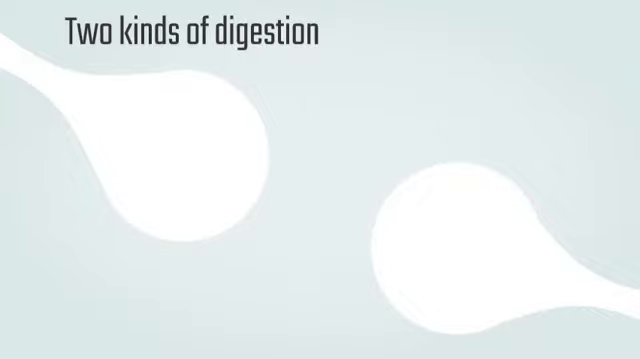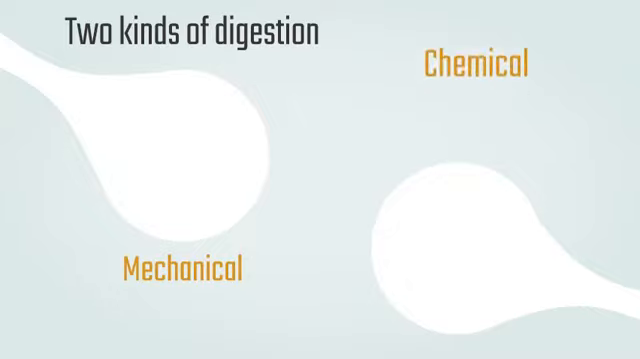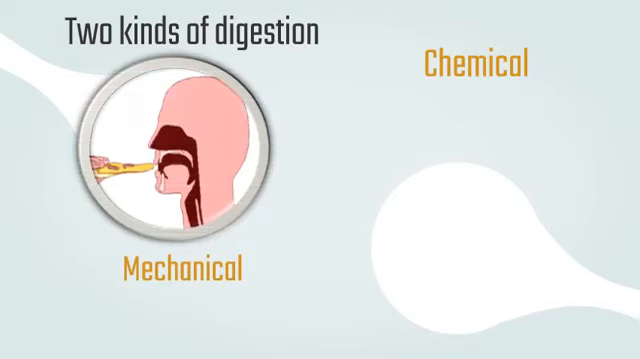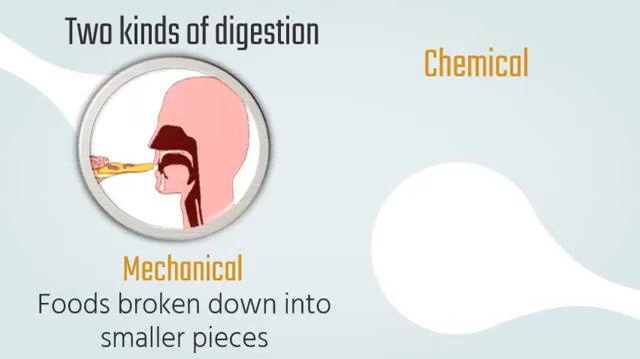There are two kinds of digestion. The first one is mechanical, and the second one is chemical. In mechanical digestion, foods are physically broken down into smaller pieces. As the food enters the mouth, it starts to be mechanically broken down by chewing.